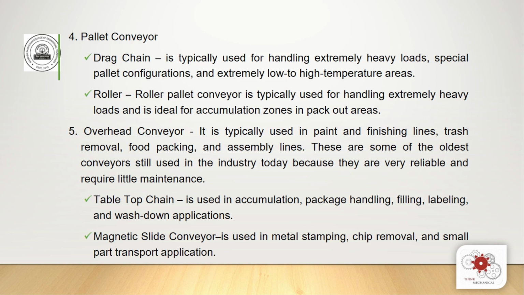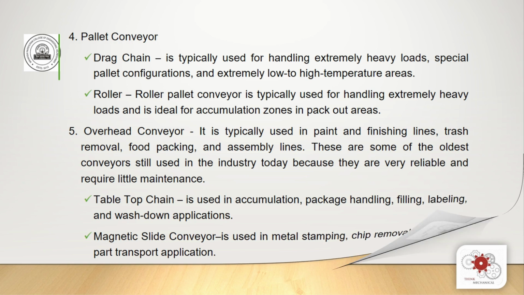Overhead conveyor is the oldest form of the belt conveyors, which is still used in the industry because they are very reliable and require much less maintenance as compared with the other types of conveyors. Then there are two types of overhead conveyors. First is tabletop chain, which is used for accumulation, package handling, filling, labeling and wash down applications. And magnetic slide conveyors are used in metal stamping, chip removal and small part transporter applications.